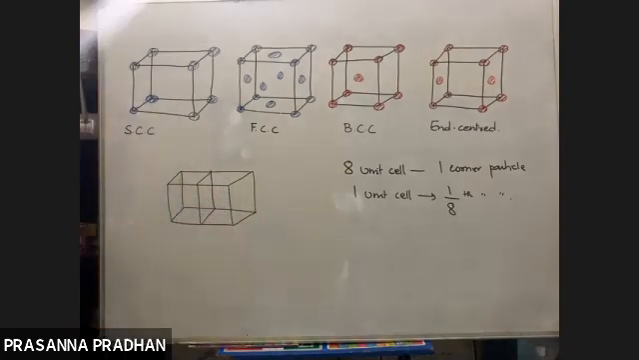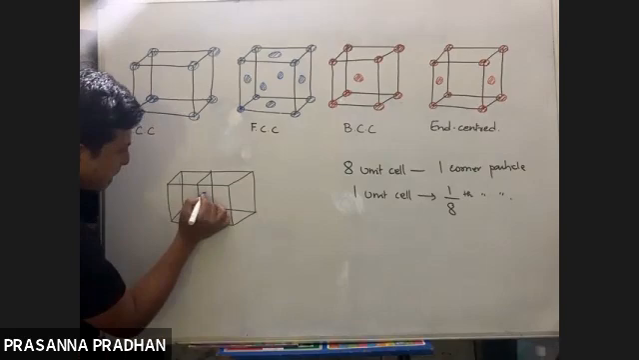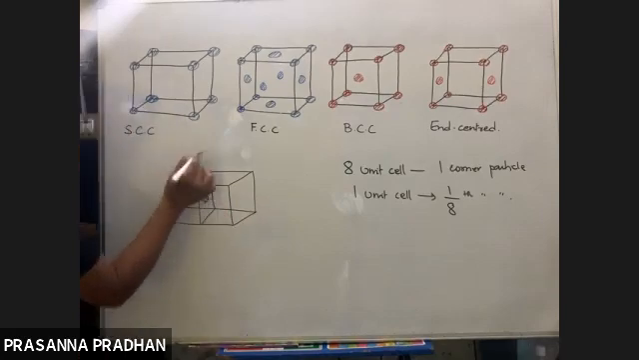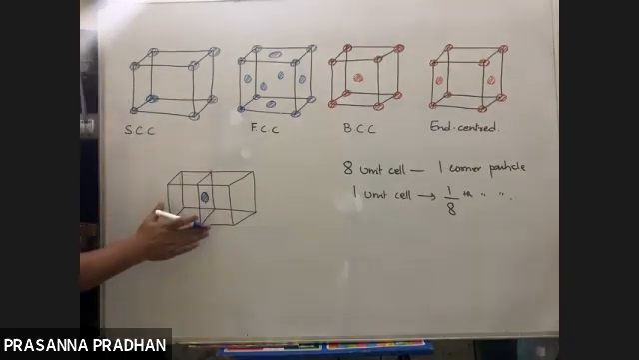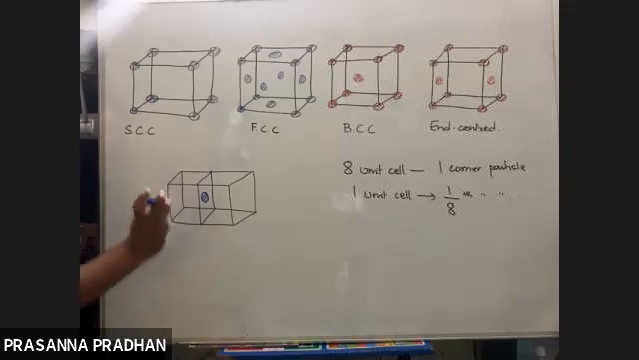So how many unit cells have I drawn? 2 unit cells. Good, fine, excellent. Okay, now just have a look. I have a particle out here. Where have I drawn a particle? What does this represent? Face. A particle is present at the center of a face.